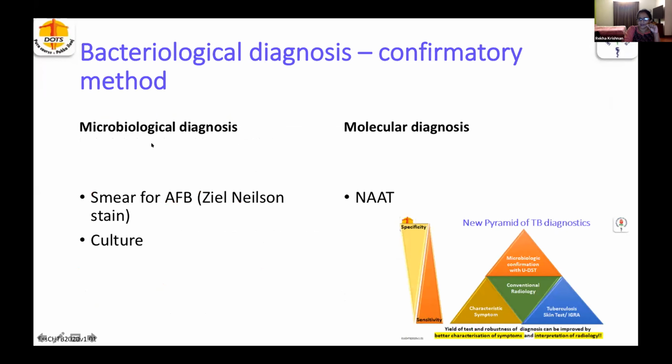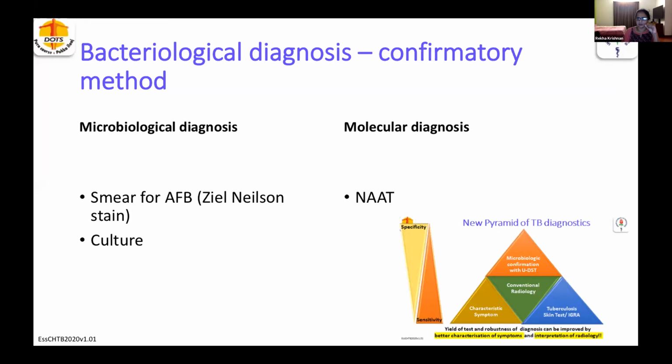What are our options for bacteriological diagnosis? These are our options. One is microbiological diagnosis, and the second is molecular diagnosis. Previously, and still, for microbiological diagnosis we are using smear for acid-fast bacilli and culture. These are our two options. And for molecular diagnosis, it is CBNAT or cartridge-based nucleic acid amplification test.